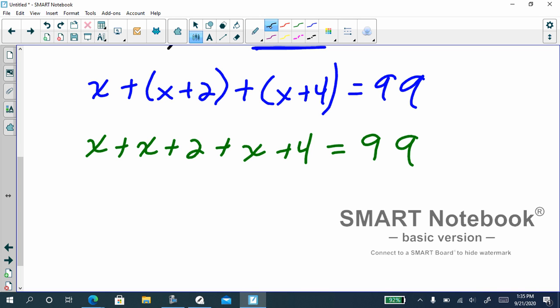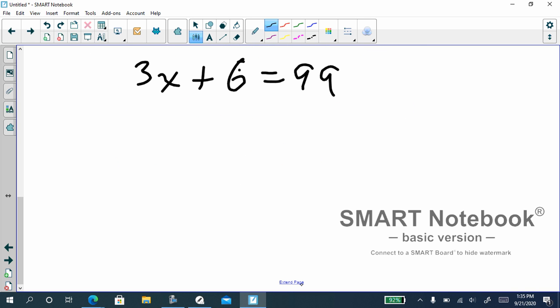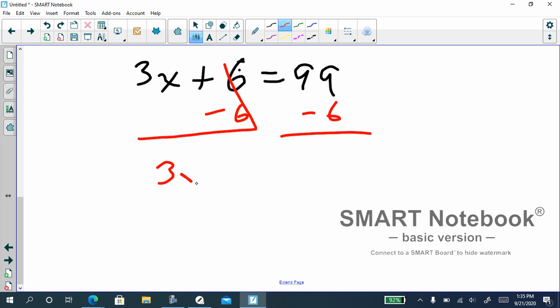So if we combine what's alike, we can change the order if we want to. So we have an x plus an x plus an x, and then a 2 plus 4. So x plus x plus x is 3x. 2 plus 4 is 6. So we've combined the like terms. There are no fractions, no parentheses. So to get the x term by itself, take away 6 on both sides. So 3x is 99 minus 6. So 9 minus 6 is 3. Bring down your 9.